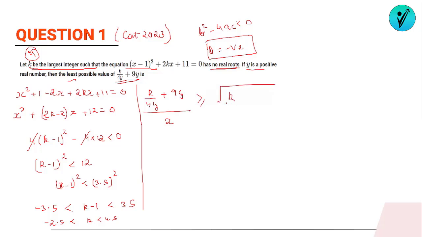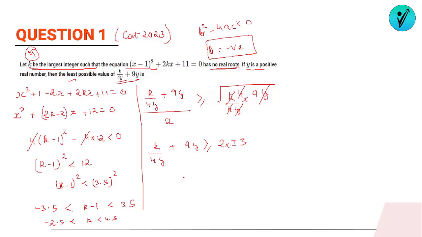So the geometric mean will be under root of k upon 4y into 9y. So this y and y will be cancelled. The value of k is what? Place it as 4. If you place the value of k as 4, so 4 and 4 will get cancelled. So this will be under root of 9. So simply we can say k upon 4y plus 9y will be greater than or equal to 2 times root 9, and this is 9, so it will be root 3. Now since this is root 3, it will be either plus or minus root 3, because nothing has been said.